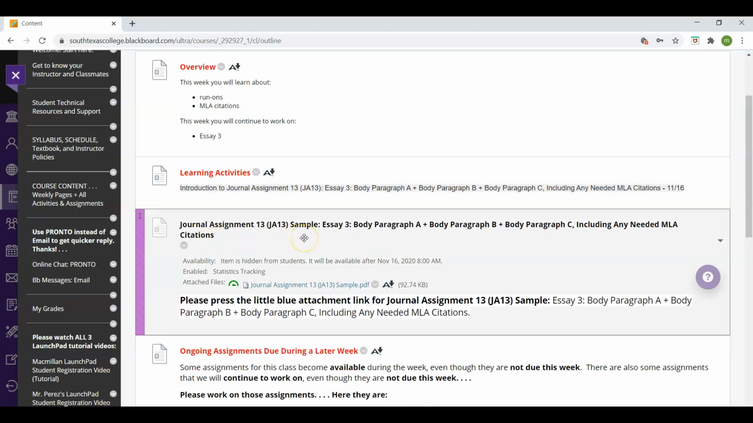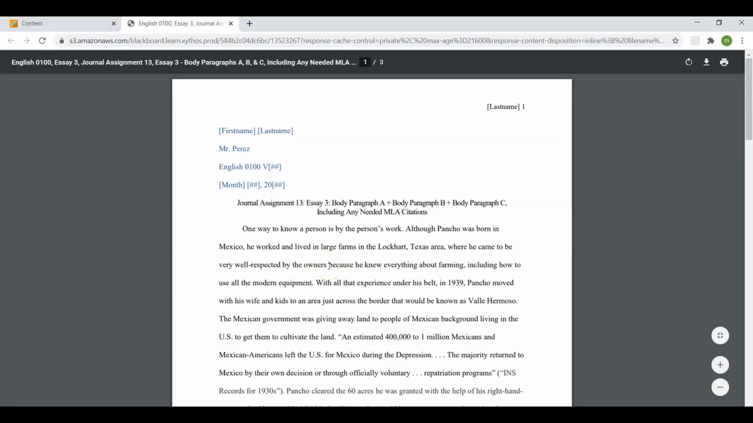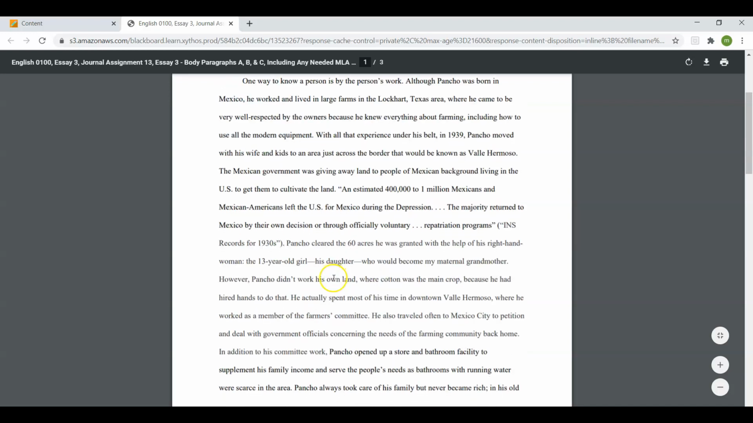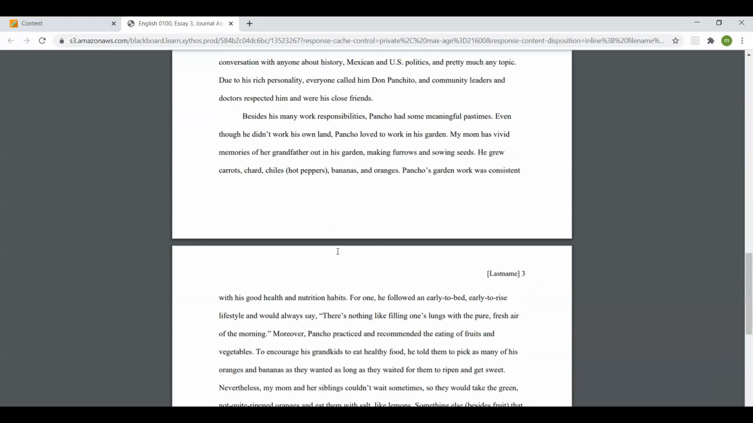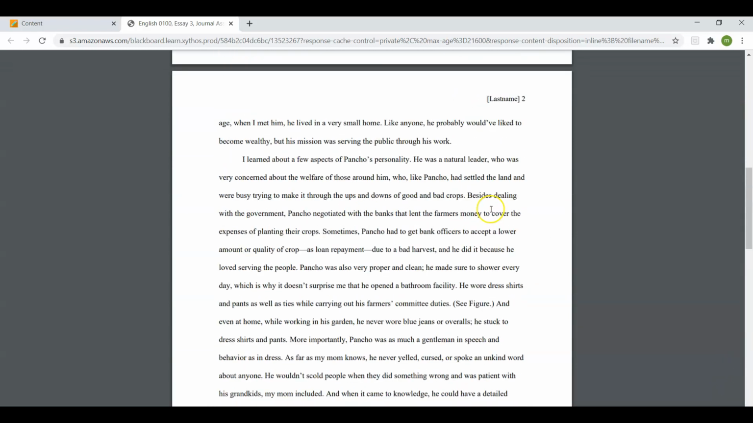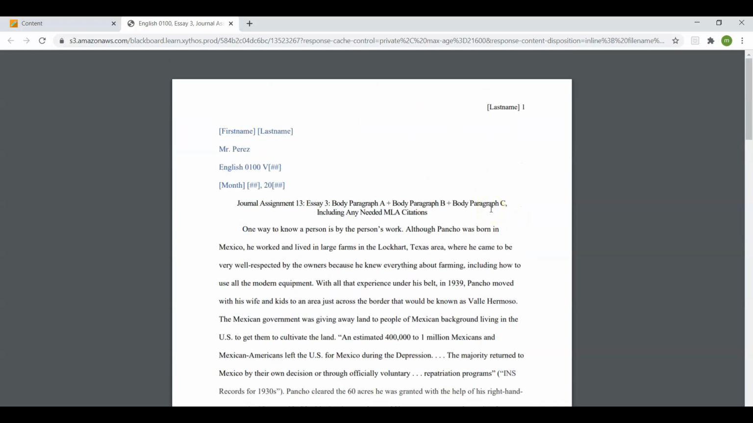Before Monday, what was already available was the sample journal. Let me click on this right now. I made this one on Saturday. As you see, this is the journal. Journal assignment 13 has body paragraph A, body paragraph B, and body paragraph C. So this is body paragraph A, B, and C. And it's what I will be explaining today.